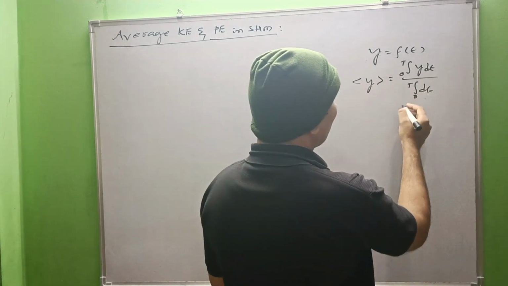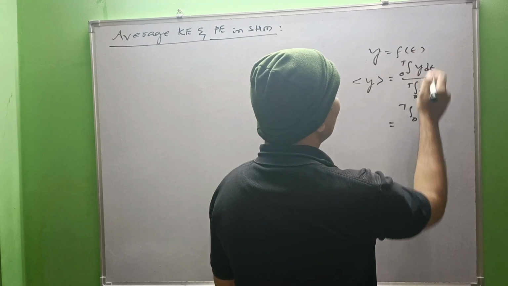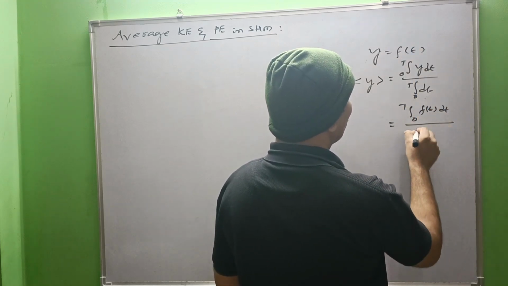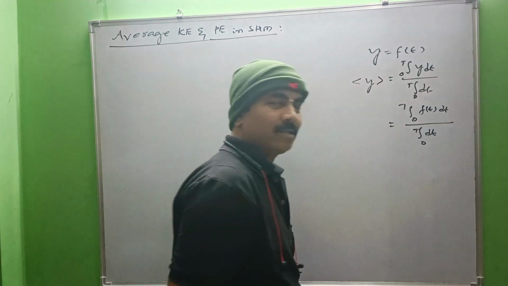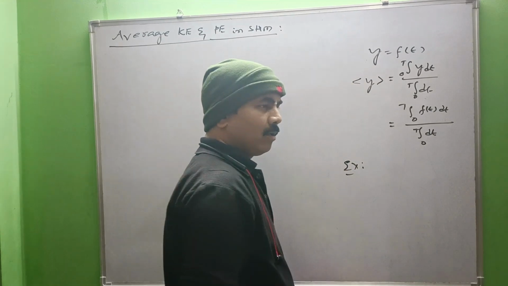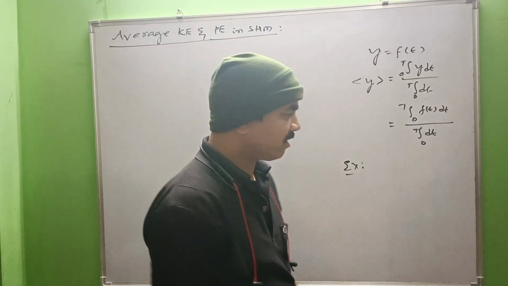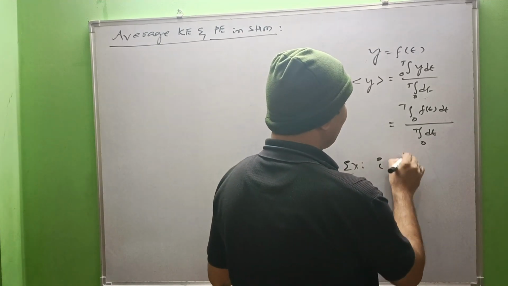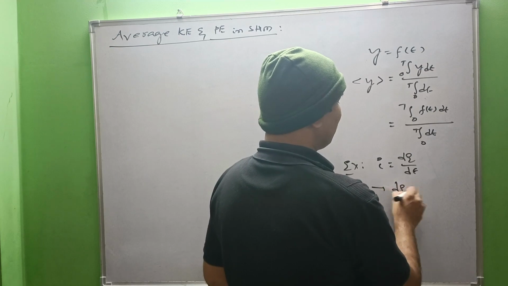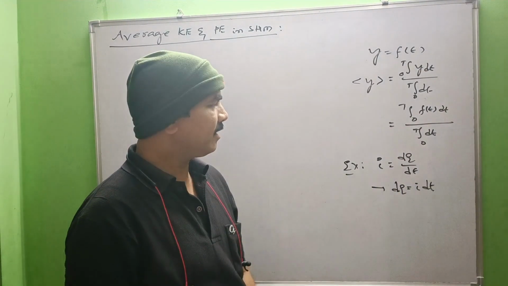So this also can be written as integral 0 to T y dt. What is y? f of t. So integral of f of t dt divided by integral 0 to T dt, right? So as an example, we know very well what is meant by electric current, the rate of flow of electric charge, that is I equal to dq by dt, which implies that dq equal to I dt, right? dq equal to I dt.